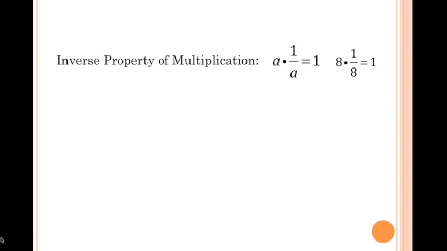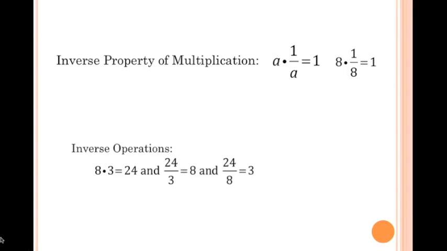The inverse property of multiplication states that if a is any non-zero real number, then a has a unique opposite real number 1 over a, so that when they are multiplied, the product is 1. So 8 times 1 over 8 equals 1. This is called the multiplicative inverse.